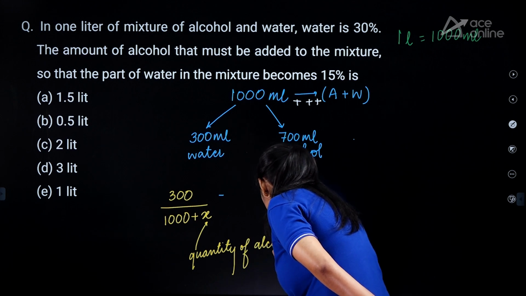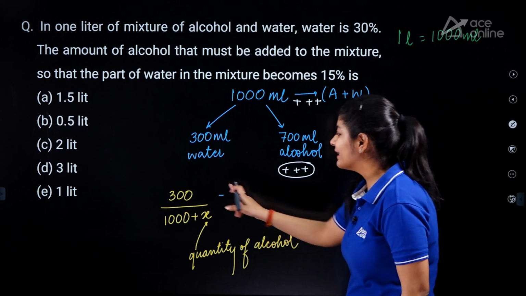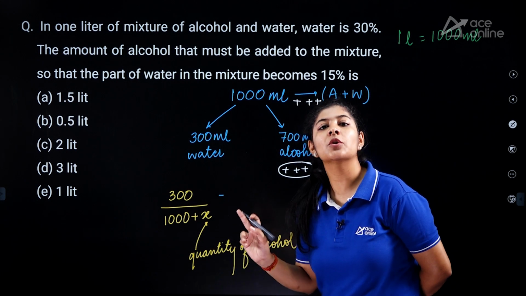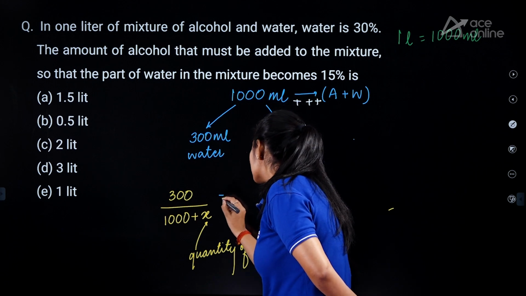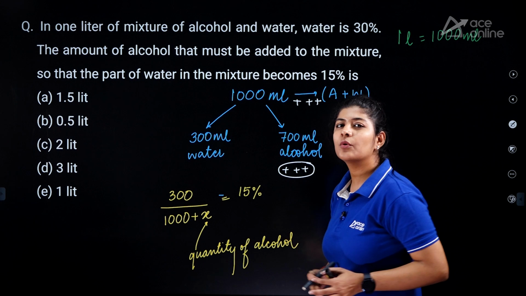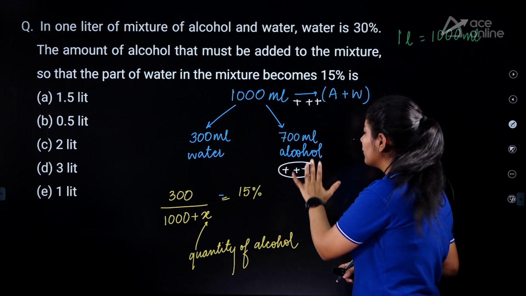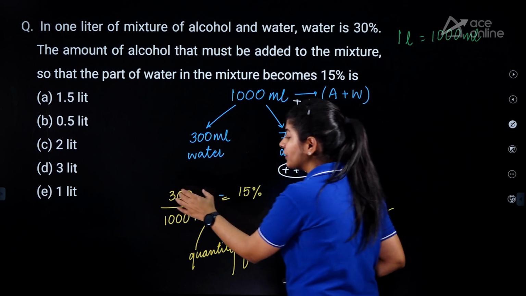Quantity of alcohol that we are adding, right? And this value should be equal to what? This should be equal to 15%. What we need to do, why I am not doing any calculation based on the alcohol, why I am not using the 700, why I am using 300?